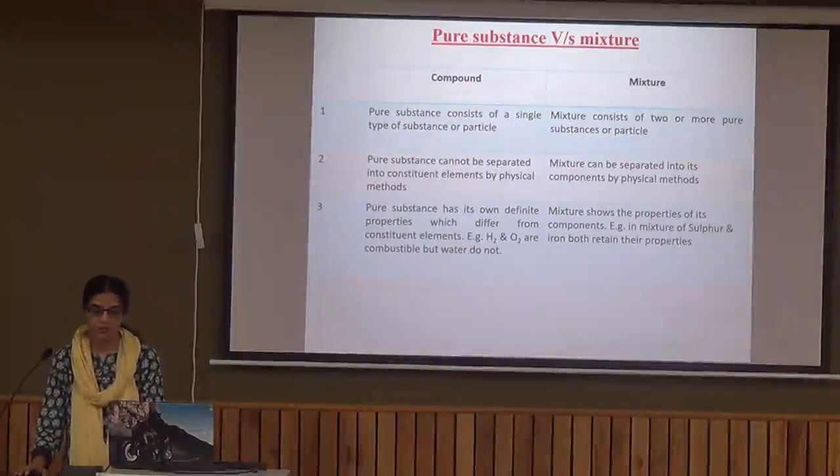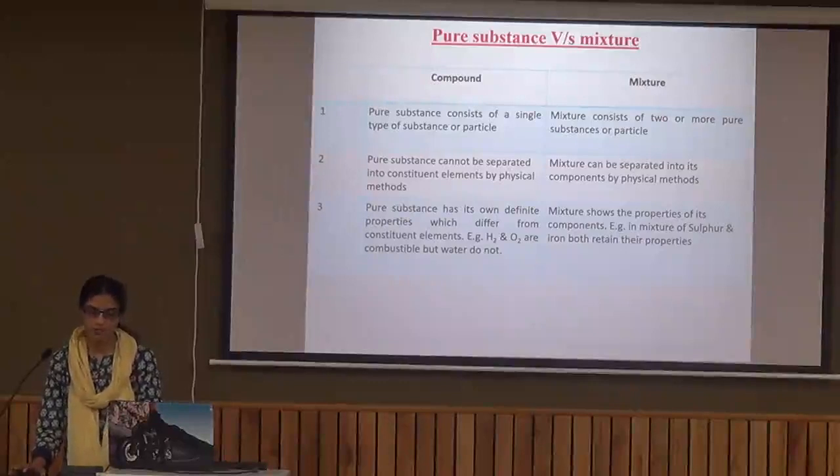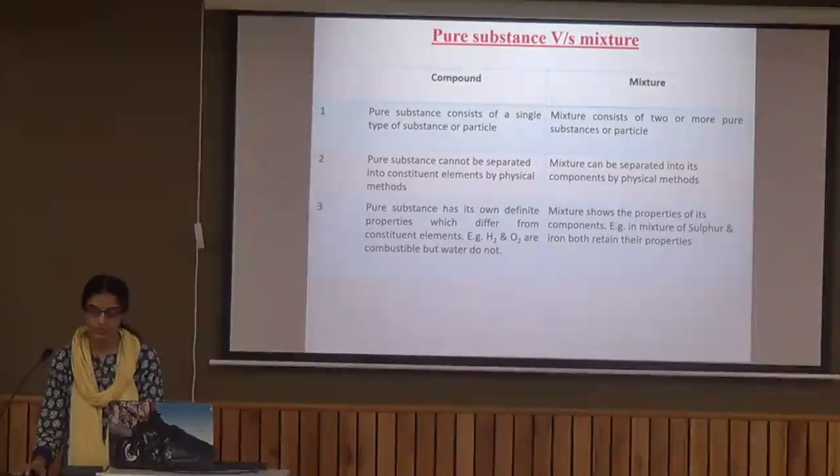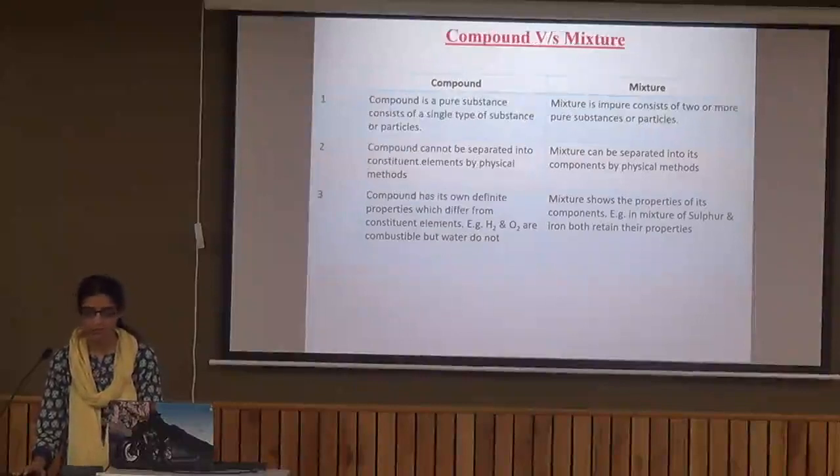A pure substance has its own definite properties which differ from constituent elements, like hydrogen and oxygen are combustible, but water is not combustible. A mixture shows properties of its own components. Example, a mixture of sulfur and iron, both retain their properties even after they are mixed. So the properties of a mixture resemble the properties of its components. Then this is the differentiation between compounds and mixtures further.